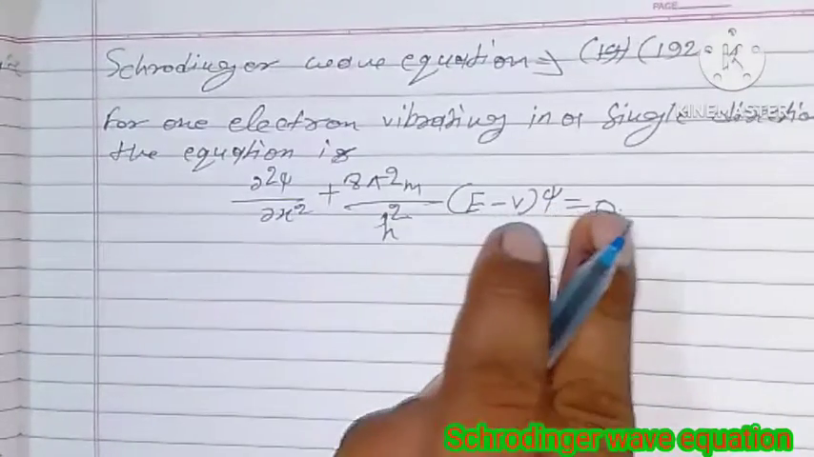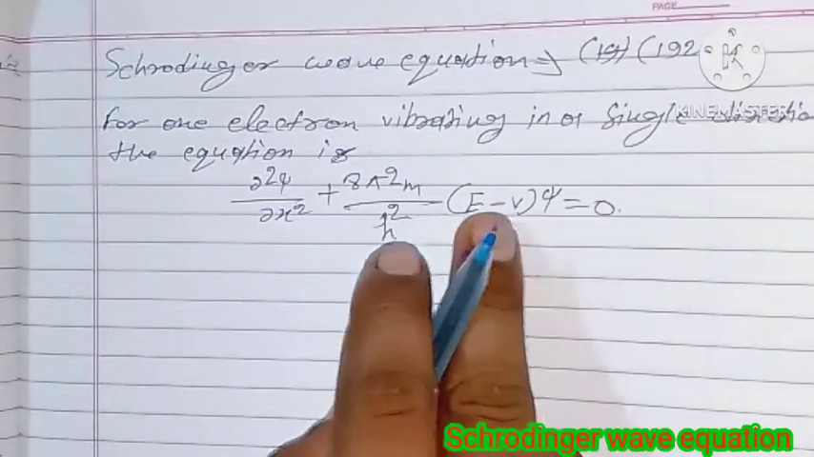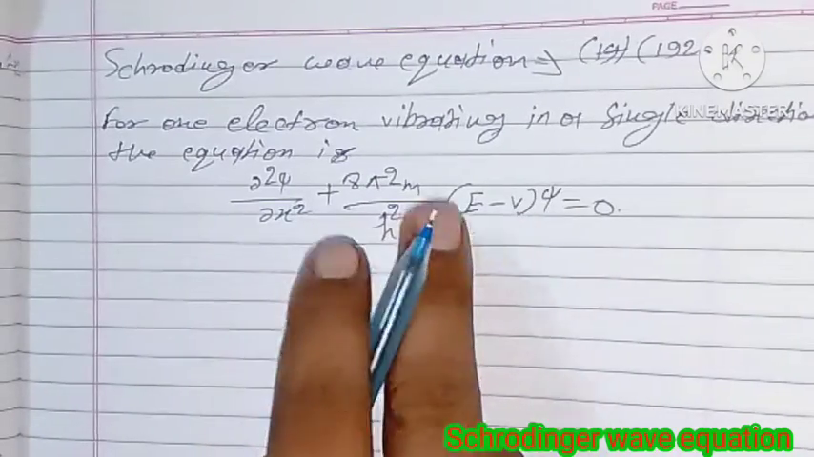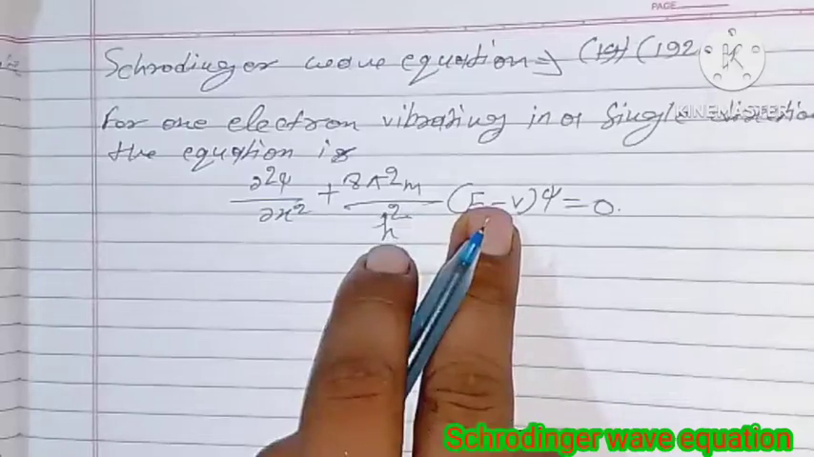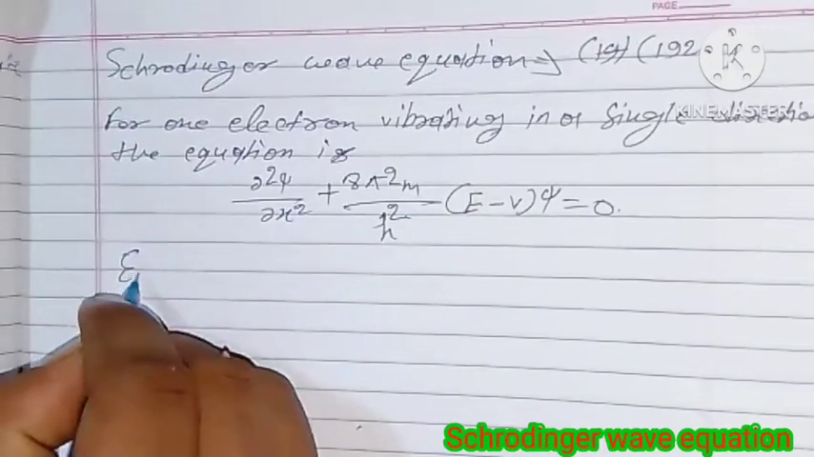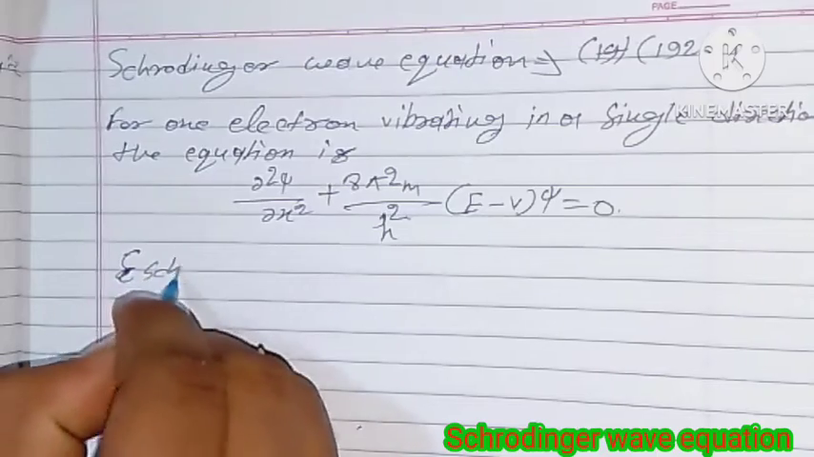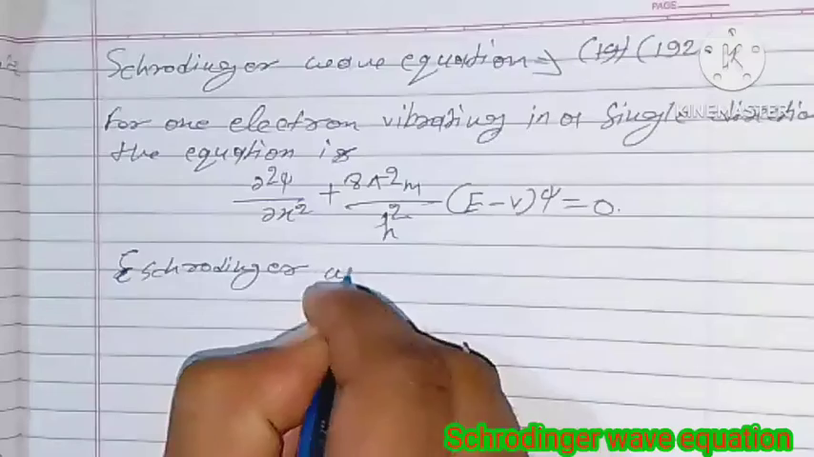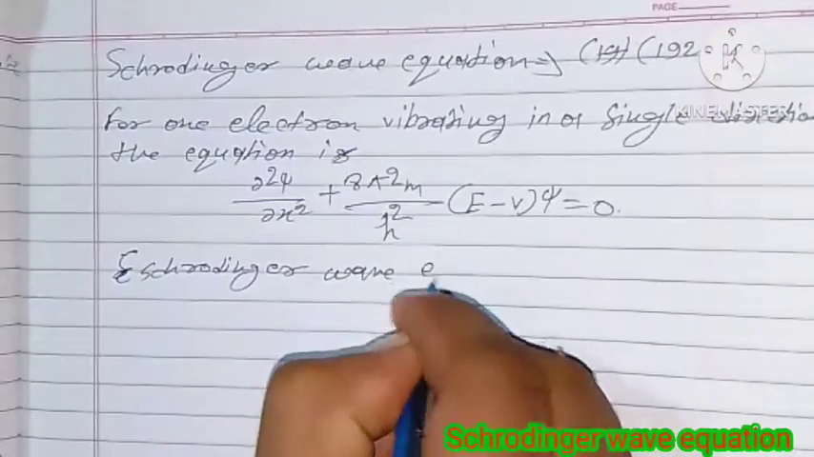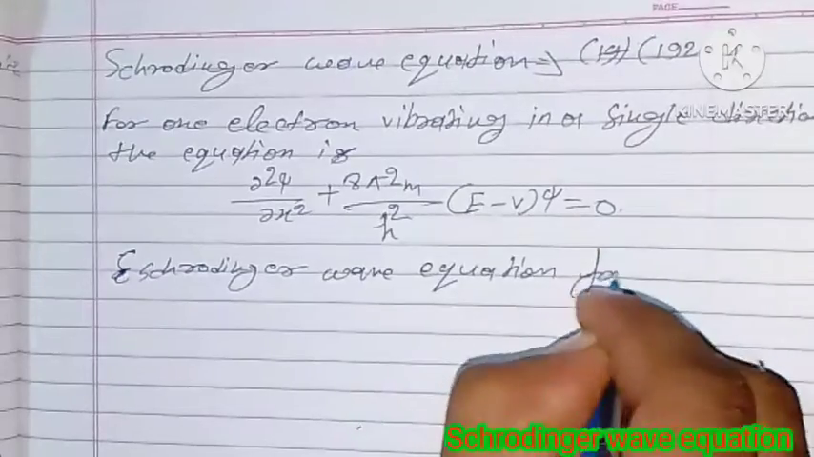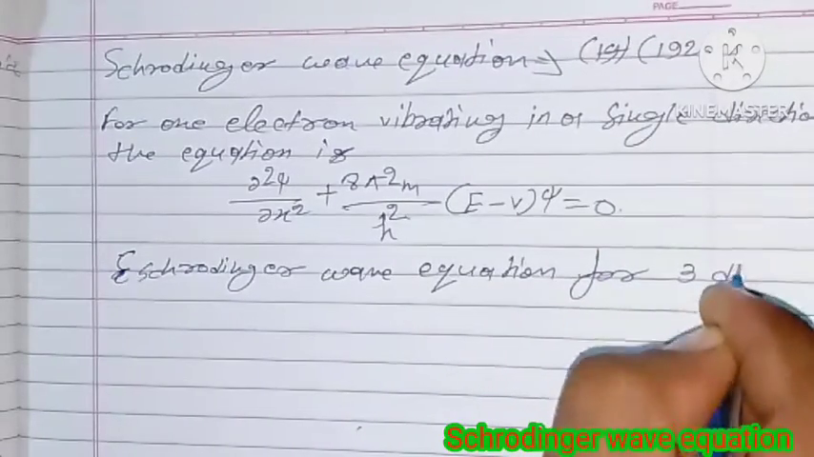This is a linear wave equation, but the electronic wave will be in three dimensions. Hence, the Schrodinger wave equation has a three-dimensional form. Schrodinger wave equation for three dimensions.